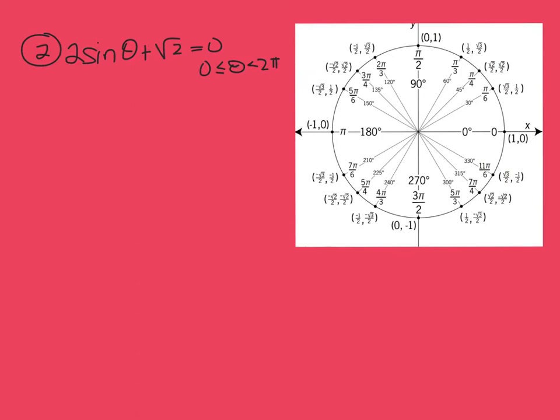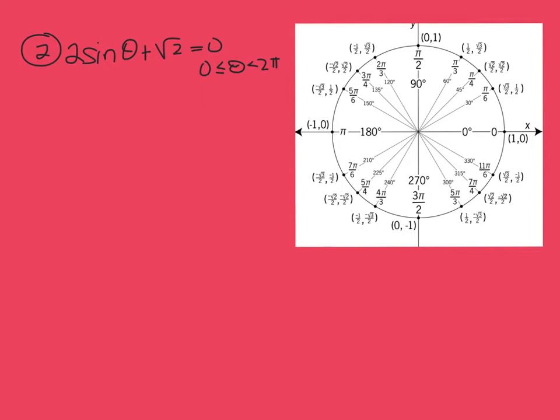So here's my second problem. This one I did give you a domain. 0 is less than or equal to theta is less than 2 pi. That means that we are only going to have values in our answer that appear on the unit circle. You're not going to have to worry about that 2k pi or anything, which is pretty nice.